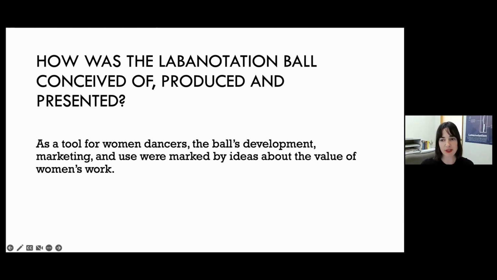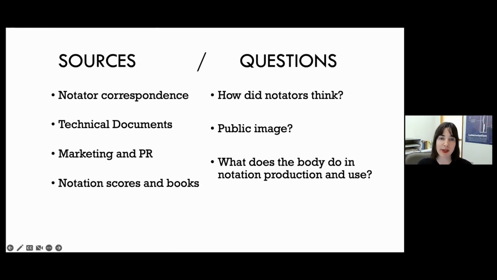I propose that the perception that the Labanotation typeball was a tool for women's work marked the process of its design and marketing in several ways. I looked at what notators thought they were doing as shown from their internal correspondence with each other, and then what public image IBM, the Dance Notation Bureau board, and the notators presented about the language, the system, and the typeball, and how this public image differed from the internal concept. Where were gendered concepts of work inscribed or subverted here?